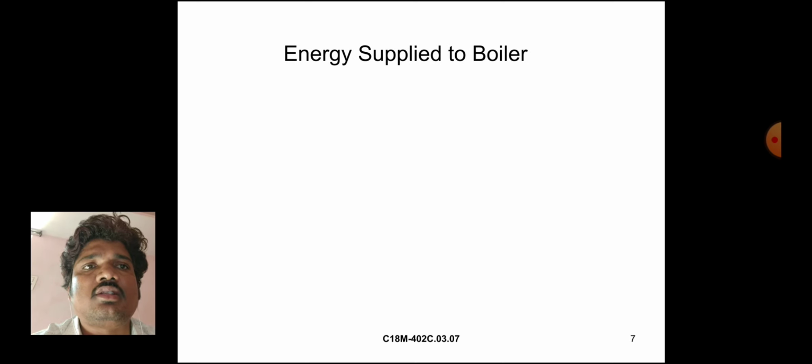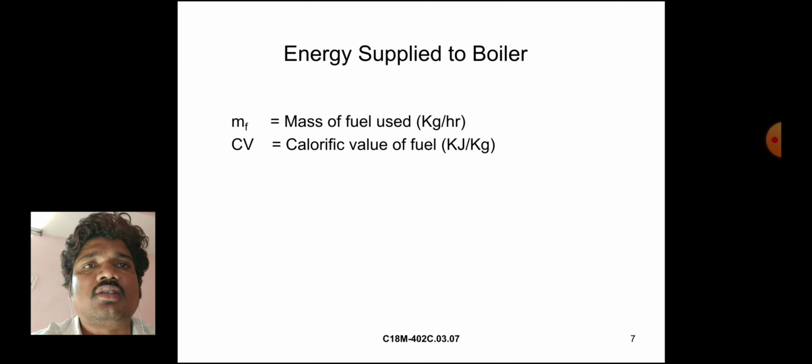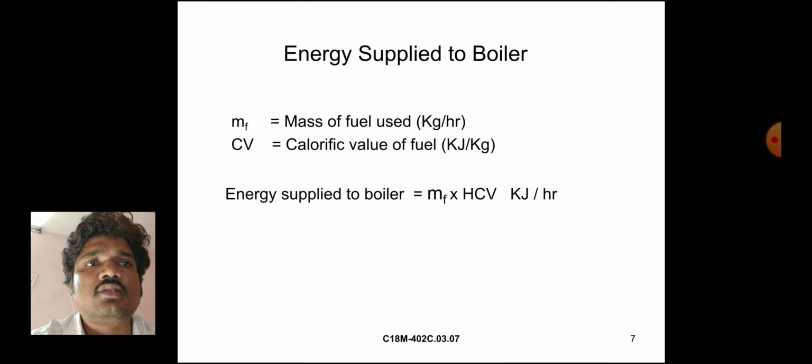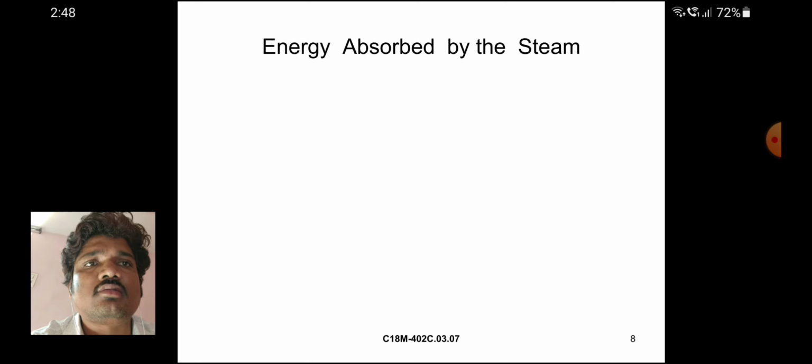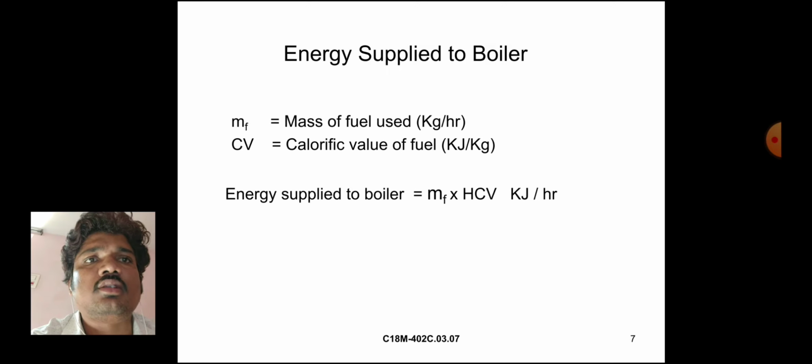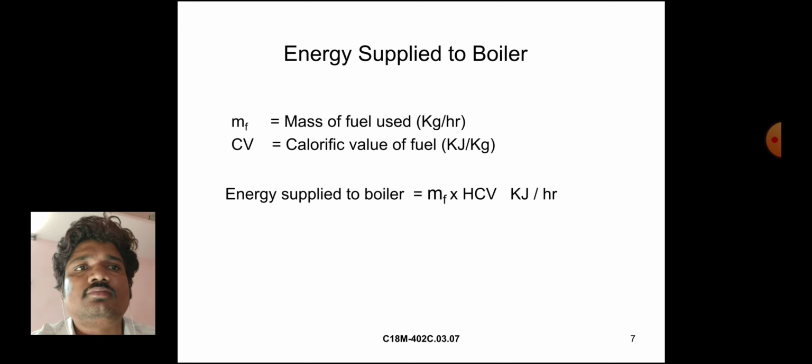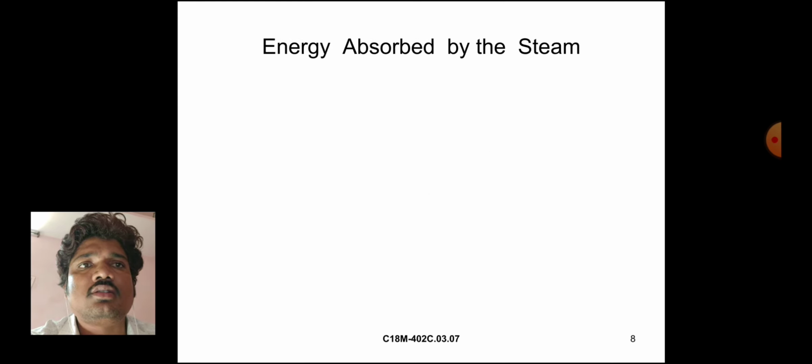Energy supplied to boiler. MF is the mass of fuel used, kg per hour. CV is the calorific value of fuel, kilojoule per kg. Energy supplied to boiler equals MF into CV, units kilojoule per hour. This is the equation of the energy supplied to boiler.